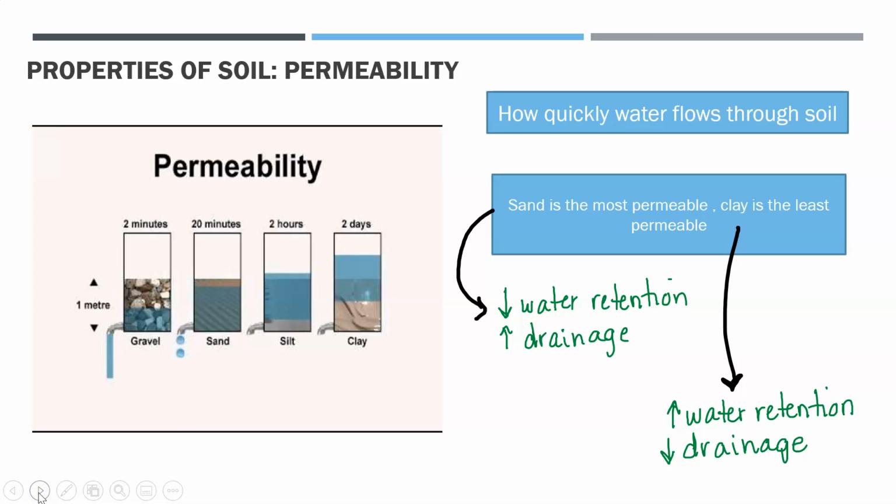And then we have permeability. This is how quickly the water flows through it. So this is going to be the opposite of water retention. So sand is the most permeable. It has the least amount of water retention, but the most amount of drainage because the water just goes right through it, again, because it's more porous. Clay has the least amount of permeability because those molecules are tightly packed together and therefore have a higher ability for water retention.